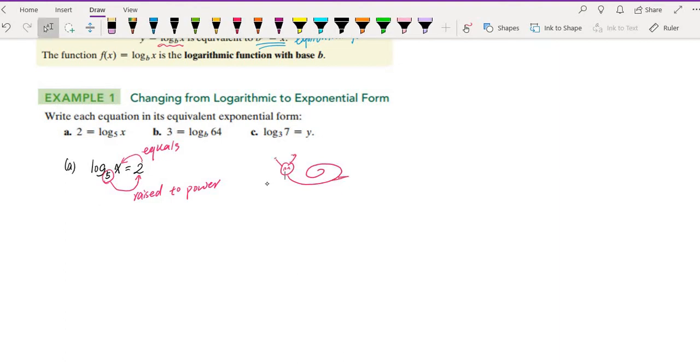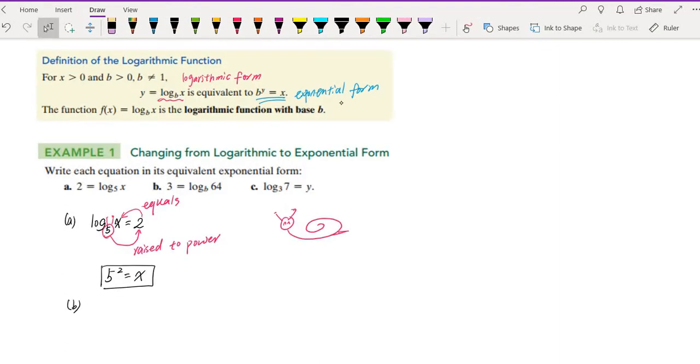So I can write this as 5 to the second power, because we said 5 raised to the power 2 equals x. We're just going to leave it in this form. If you look right here, we have exponential form, which is my goal, so that's why I don't simplify it. Okay, let's look at part B.